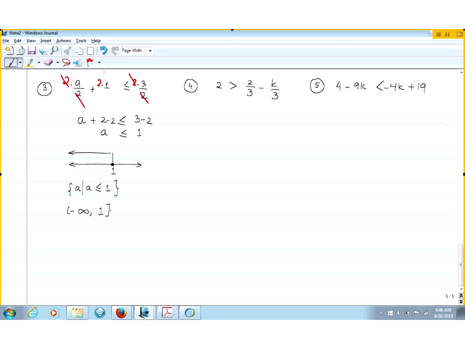Yes, it's always left to right. Whatever is on the left first. So you cannot say 1 to negative infinity. No, you cannot say that. So this is not a correct interval notation. It always goes from the left to right. Now, number 4. What do we do here?